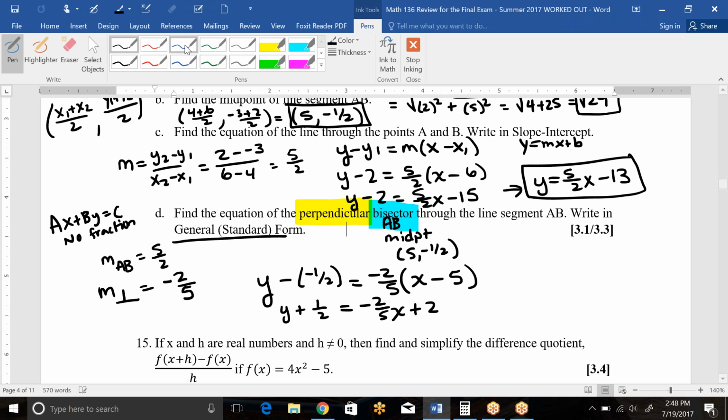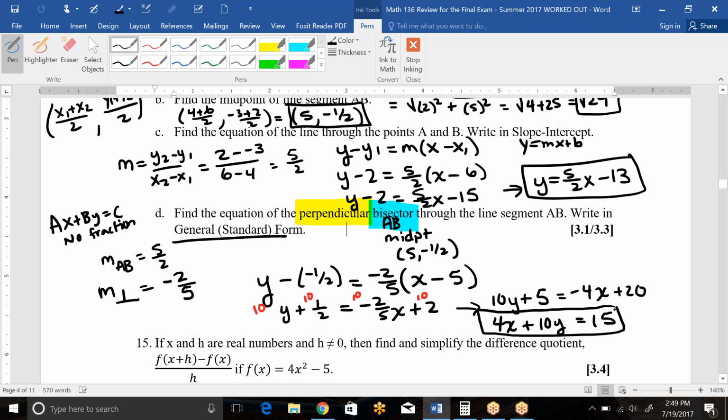So I'm going to multiply everything here by 10 to get rid of all my denominators because 2 and 5 both go into 10. So this would be 10y plus 10 divided by 2 would be 5. Negative 20 divided by 5 would be negative 4x, and 10 times 2 would be 20. In general form, we need to get the x on the left with the y, so I'm going to add it over. So 4x plus 10y, subtract over the 5 equals 15. So there's that.